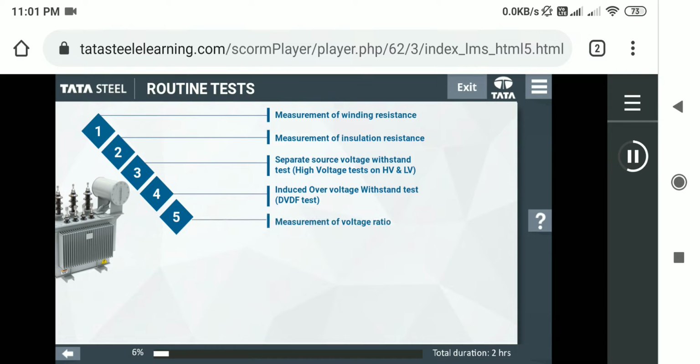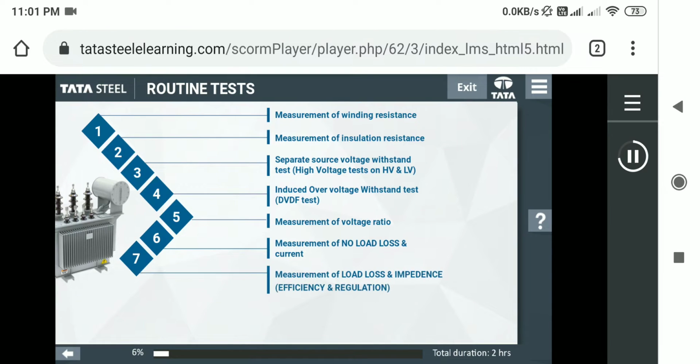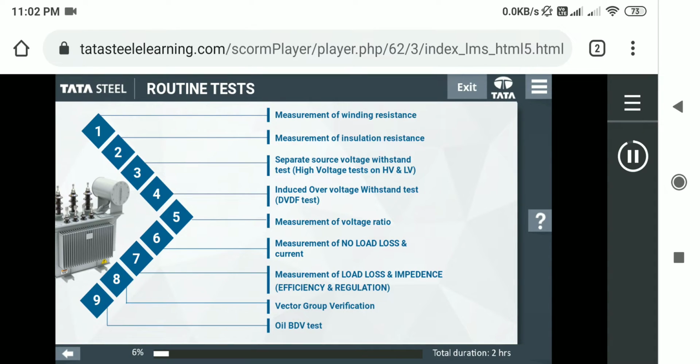5. Measurement of voltage ratio. 6. Measurement of no load loss and current. 7. Measurement of load loss and impedance, efficiency and regulation. 8. Vector group verification. 9. Oil PDV test. Click each tab for more information.